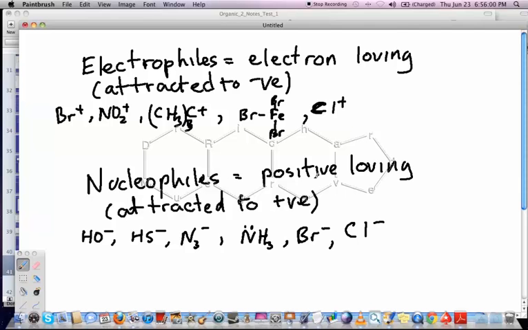Nucleophiles, on the other hand, are positive loving. Nucleo meaning nucleus, and in a nucleus what do we have? Protons, so we're talking about positive charges. So positive loving species, and those are attracted to positive charges, and hence they're usually negative, like OH negative, SH negative, N3 negative. Or they can be neutral but have a lone pair of electrons, and that can be nucleophilic. So ammonia is also considered to be a nucleophile. Br-, Cl-, all good examples of nucleophile or nucleophilic species.